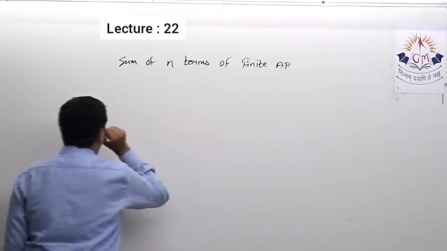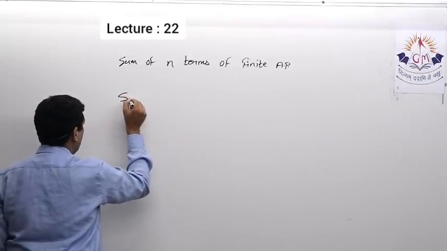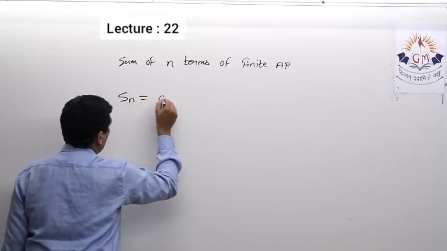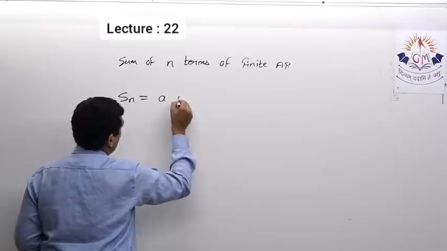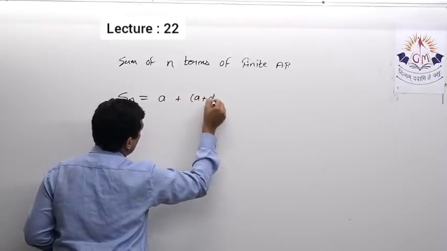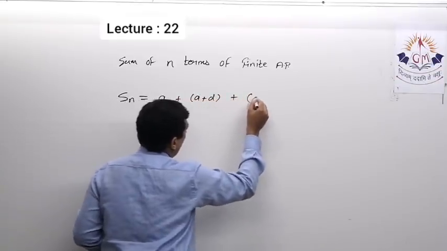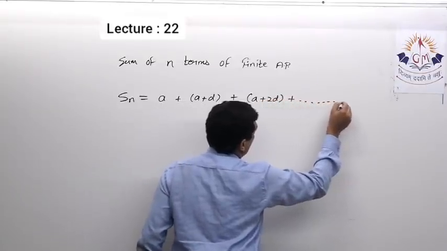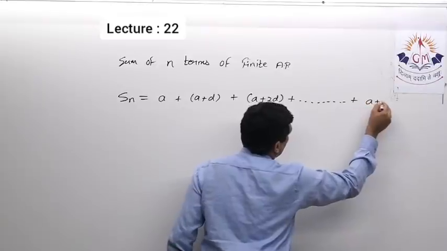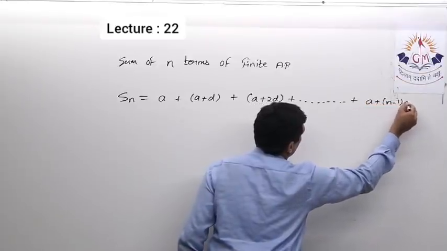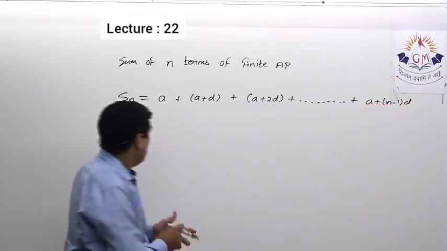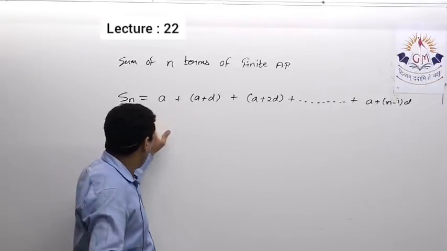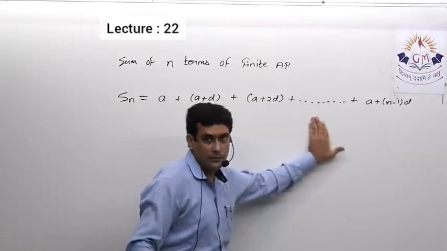Suppose the sum of n terms is Sn. So I can write Sn is equal to a, then a plus d, then a plus 2d, up to a plus (n minus 1) into d. Here a is the first term, d is the common difference. So this will be the AP, and now I have to find the sum of all these terms.